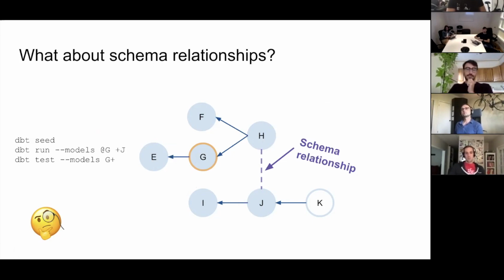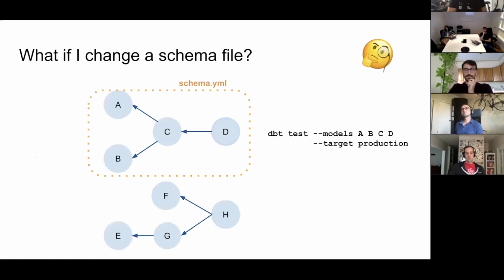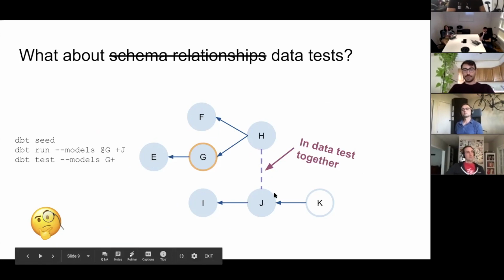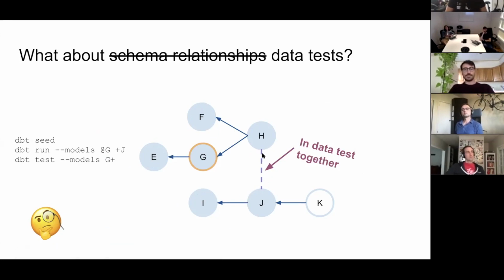In a really similar manner, the DBT project could also have data tests. And this is basically equivalent to schema relationships. So let's say instead of a schema relationship between H and J, they're actually in a data test together. So this might be something like you're trying to reconcile two different ways of coming to the same metric, and you want to make sure that those two align, so there's a data test for it. We will build model J and any parents in order for that model to be present in the PR schema.